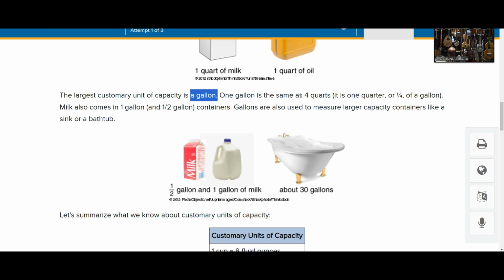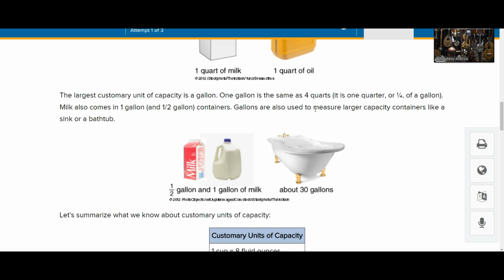1 gallon is the same as 4 quarts. Instead of liters, they use gallons. It is 1 quarter or 1/4 of a gallon. I mean, talking about 4 quarts. I mean, 1 quart is 1 quarter, so four of it is a gallon. Is that clear? Yes. Milk also comes in 1 gallon or half-gallon containers.